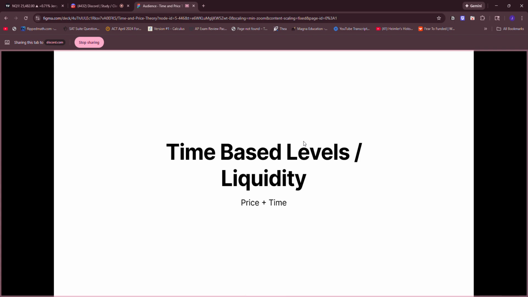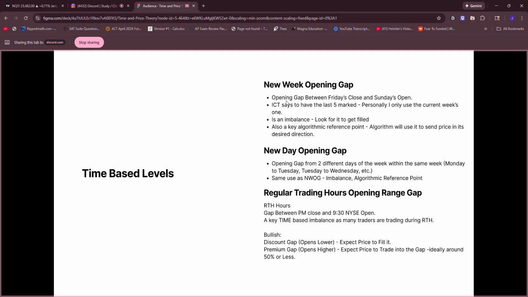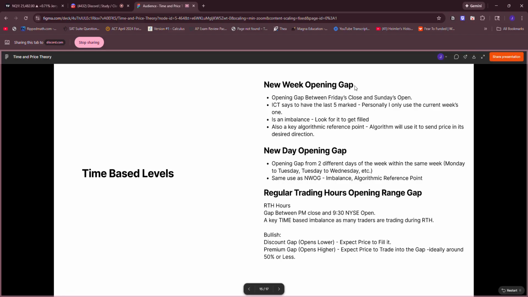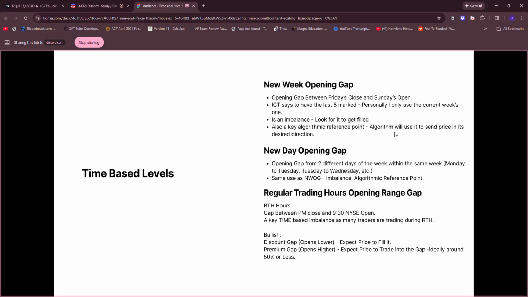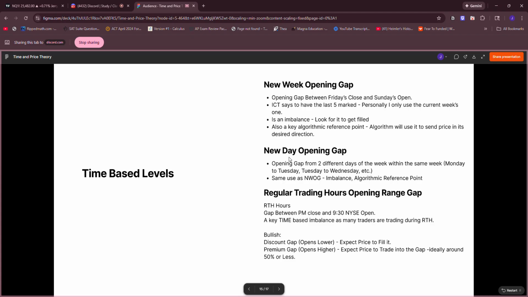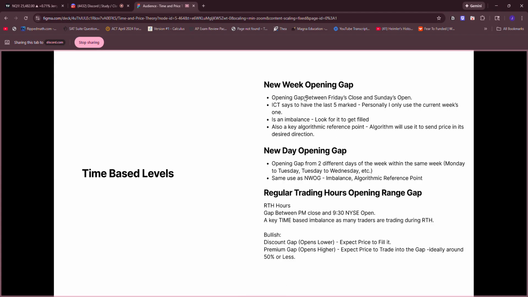So the last thing we have to talk about based off of time is time-based levels and liquidity. This is price and time based off your levels. So we're going to go over time-based levels first. We have new week opening gap, new day opening gap. These two are obviously very similar. This one only happens once a week. This one happens every single day.